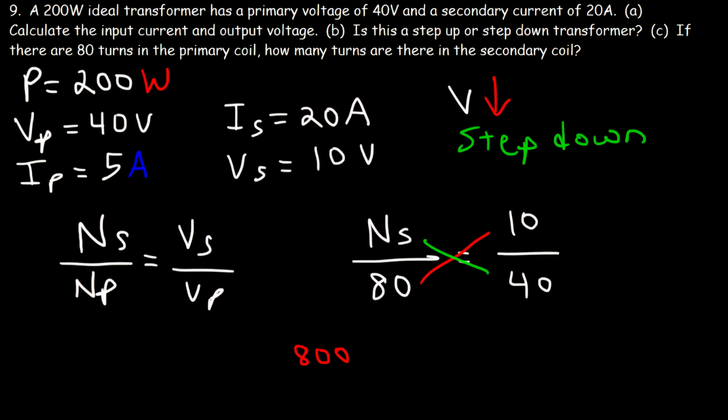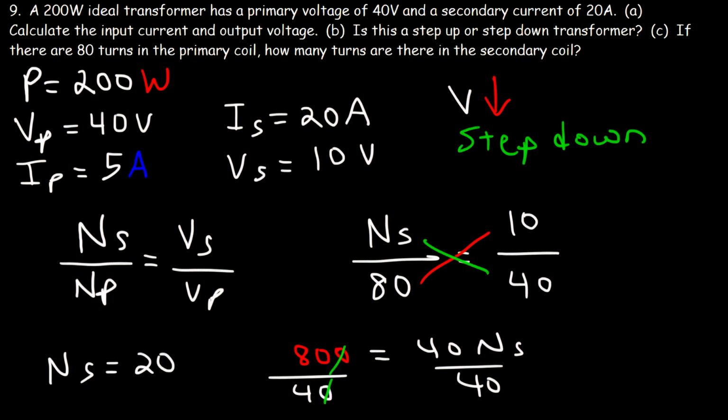And 40 times Ns is just 40 Ns. So to solve for Ns, let's divide both sides by 40. So we could cancel a 0. And so 800 over 40 is the same as 80 over 4. And if 8 divided by 4 is 2, 80 divided by 4 is 20. So there's 20 turns in the secondary coil.